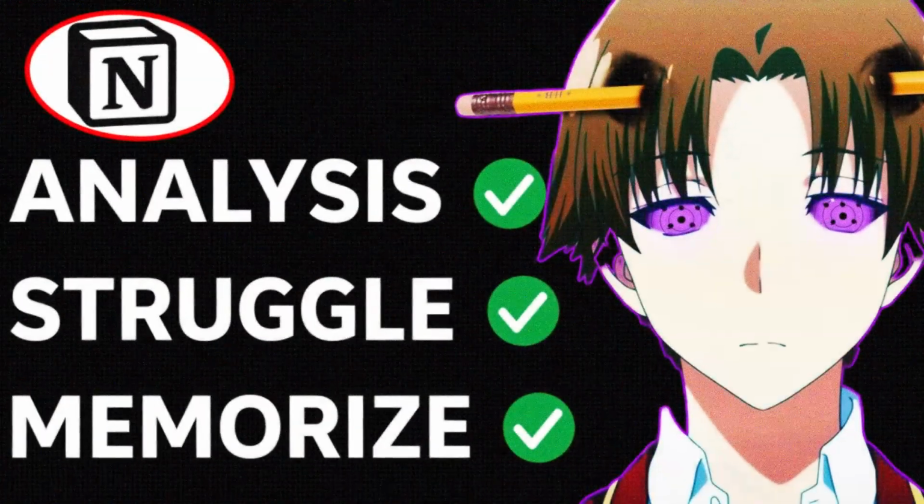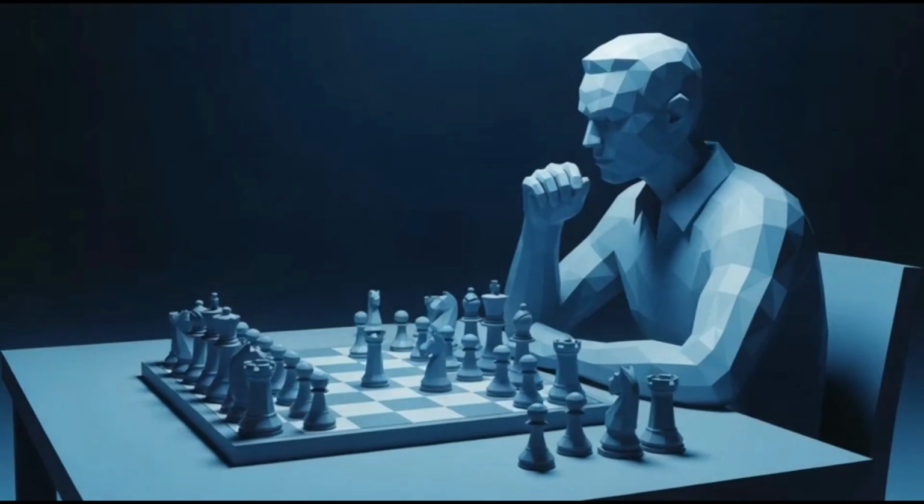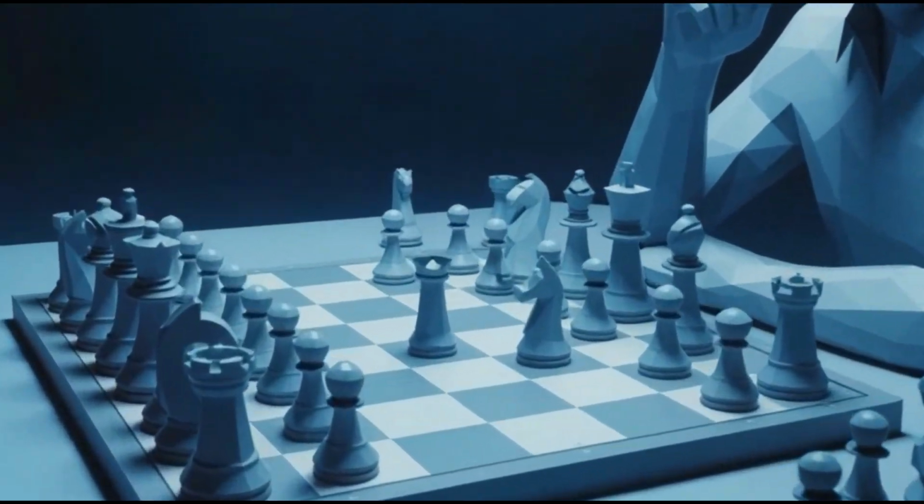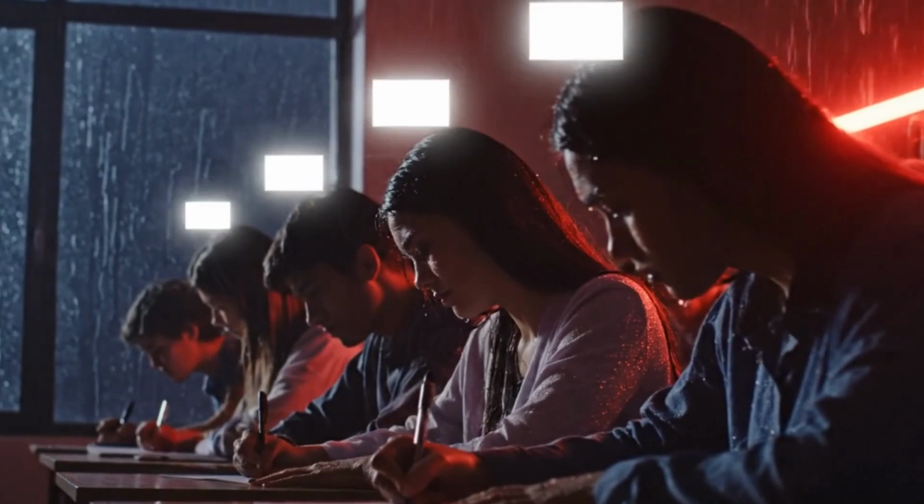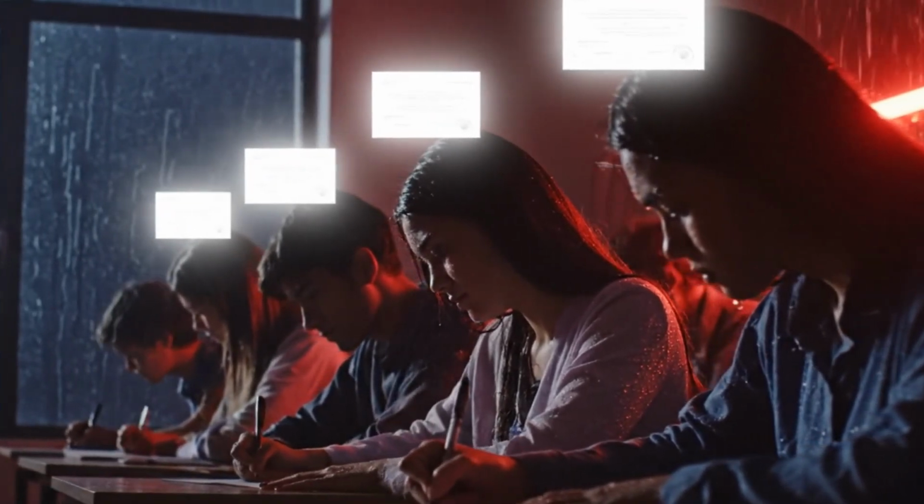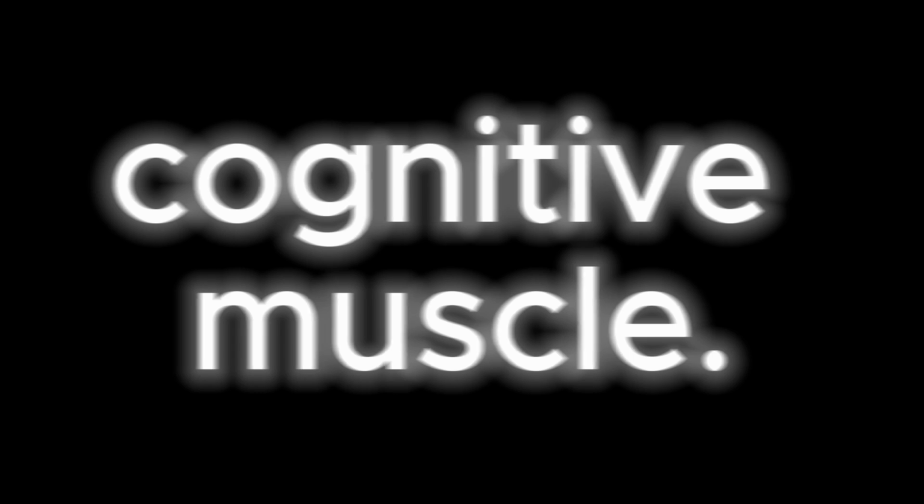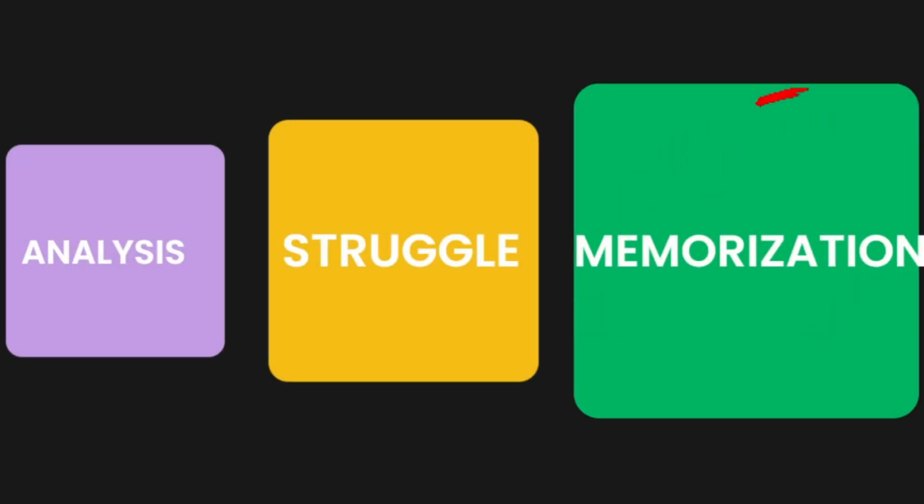This is where you transform from a student into a strategic learner. The more your brain struggles now, the less it will struggle during the exam. Every moment of difficulty is building your cognitive muscle. But struggle without strategy is just suffering. That's why stage 3 is where everything comes together.